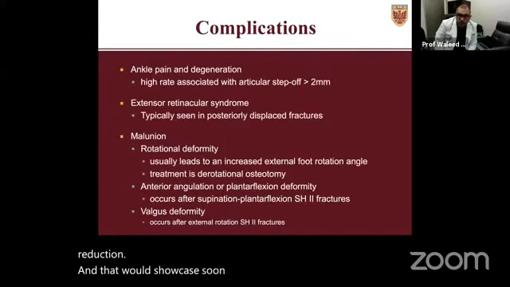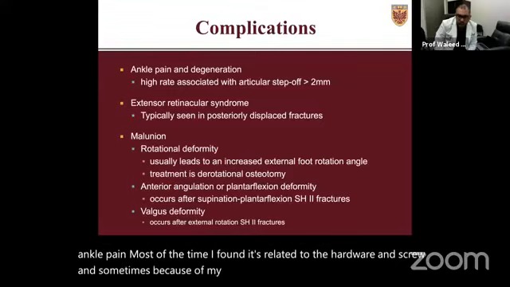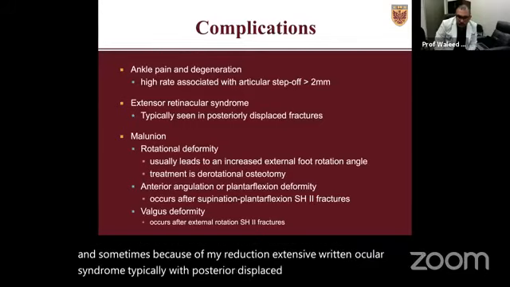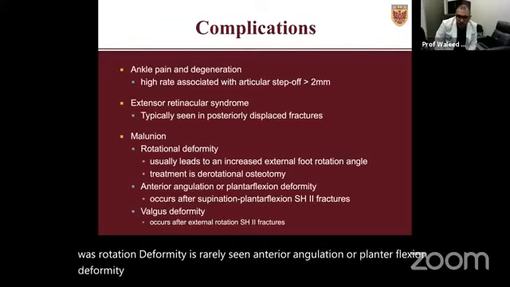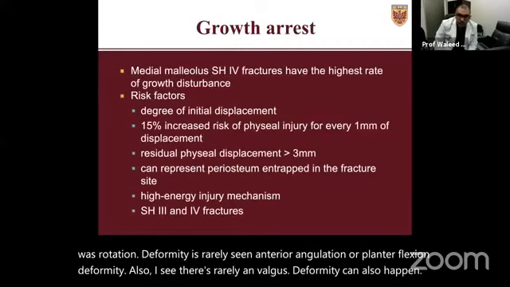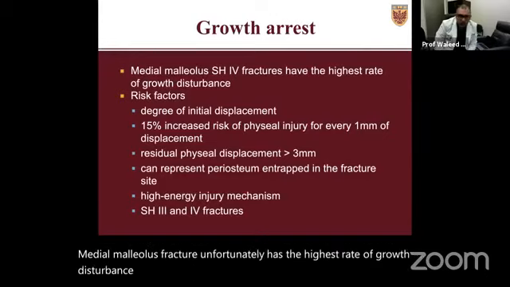Complications: commonly you see sometimes ankle pain. Most of the time I found it related to the hardware and screws, and sometimes because of malreduction. Extensor retinacular syndrome, typically with posteriorly displaced fractures. Malunion with rotation deformity is rarely seen. Anterior angulation or plantar flexion deformity, I also see this rarely, and valgus deformity can also happen. Medial malleolus fracture, unfortunately, has the highest rate of growth disturbance. And I just saw one 2 days ago.